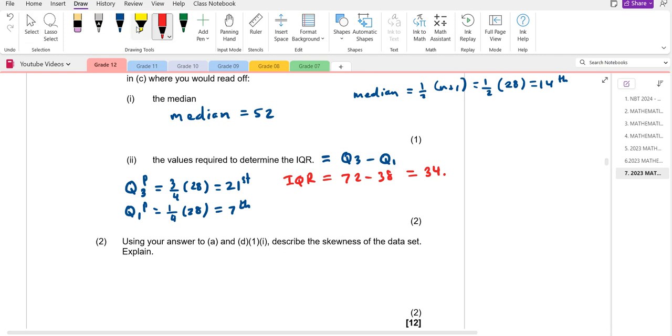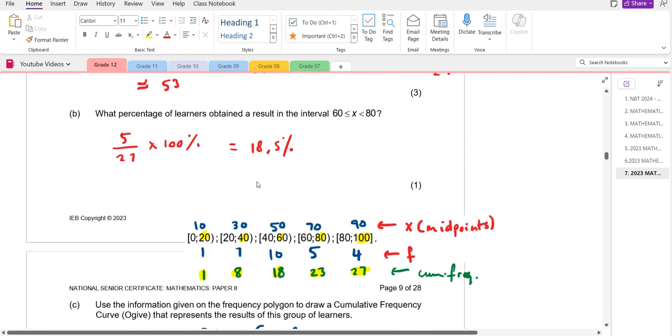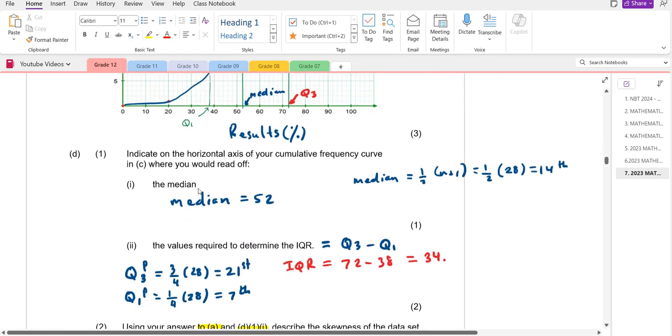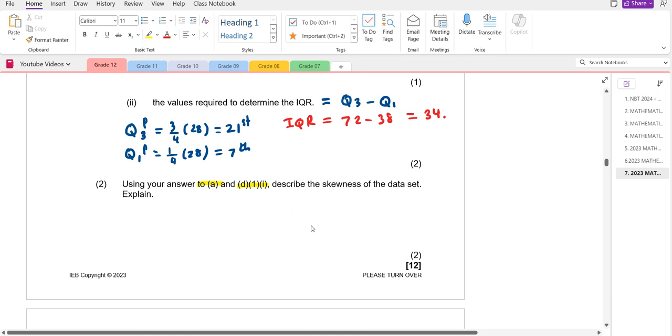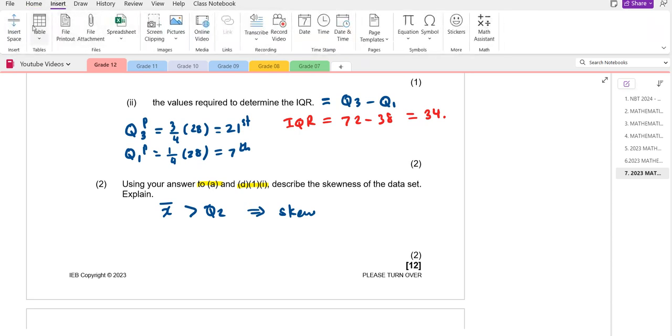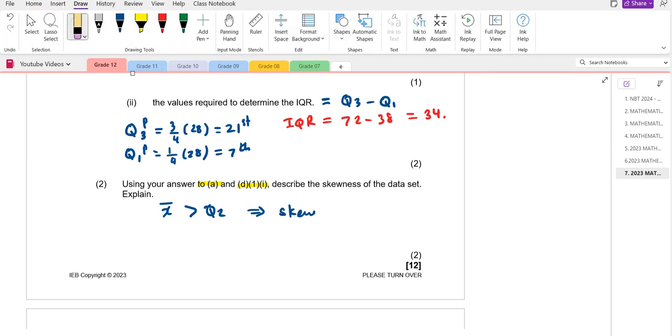Now when you're doing skewness of data, use the answer to A and D1. D1 is the median, so we're comparing the mean and the median. In A we worked out the mean. The mean is 53 and the median is 52. Wow, it's so close. Mean greater than the median implies skewed to the right, so it's positively skewed. The mean was 53, and 53 is greater than 52.